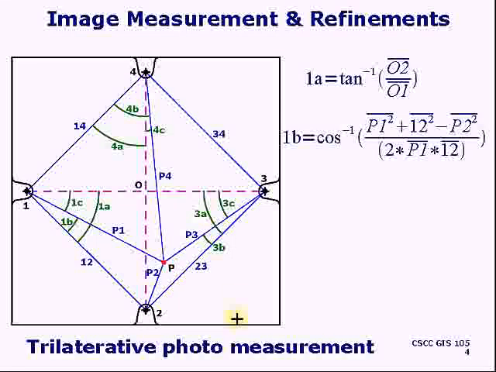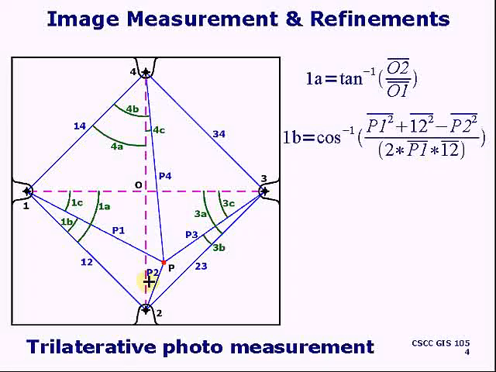Next, we can use a measuring tool and measure distance P1 and distance P2. Those are just numbers that we can get using one of the measure tools in image processing software, measured in millimeters. So we compute line segment 1, 2, we measure line segment P to 1, and we measure line segment P to 2.